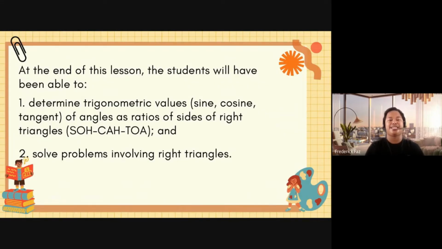At the end of this lesson, or at the end of discussing the right triangle trigonometry, you're going to determine the trigonometric values, the sine, the cosine, and the tangent of angles as the ratios of sides of a right triangle. So we're going to recall the SOHCAHTOA. And we're going to solve problems involving right triangles.